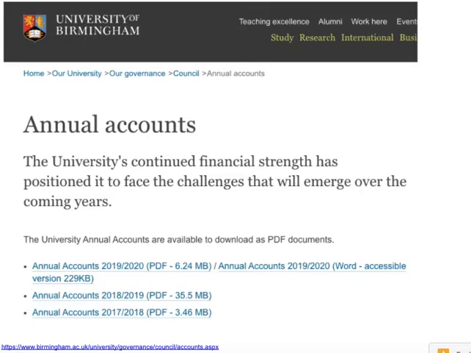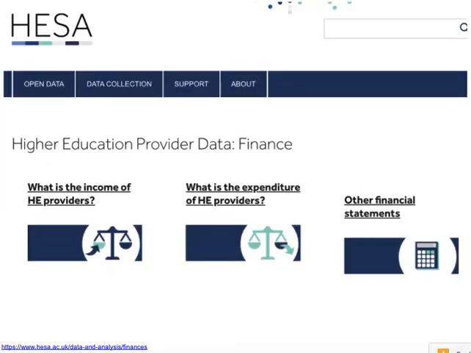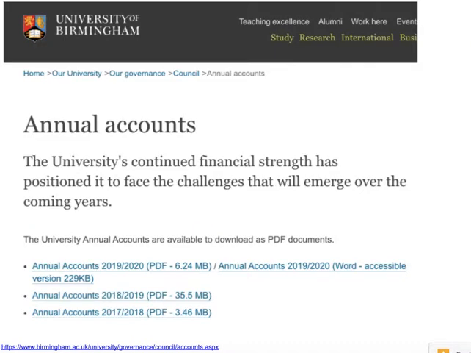The other thing to consider is whether there's some sort of regulator that collects data on finances as well. In the case of universities, HESA, the Higher Education Statistics Authority, collects financial statements and publishes them on its website. So that saves you a lot of work if you were just dealing with the accounts here.